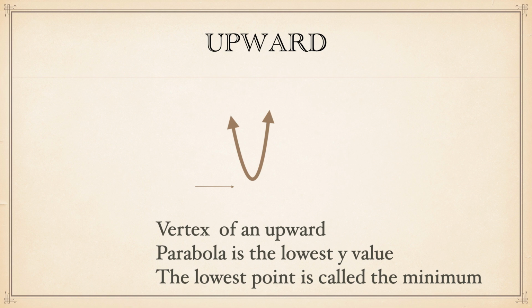And what do you think the a is going to be? Is it going to be positive or negative? You're right. The a is going to be positive. So there's no negative sign. If it's a positive a value, it's going to be an upward parabola. If it's a negative a value, it's going to be a downward parabola.